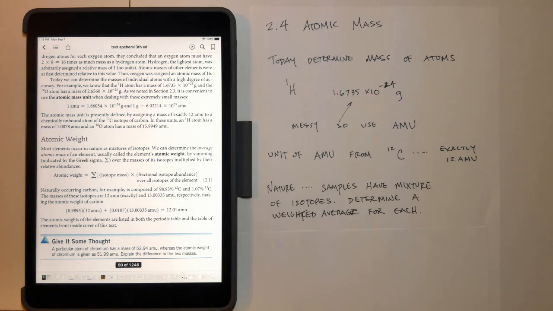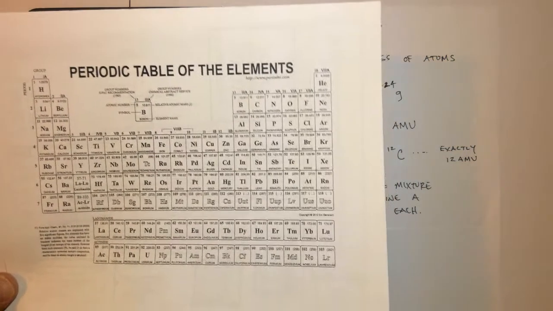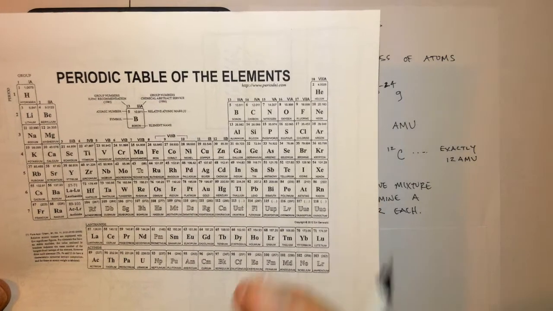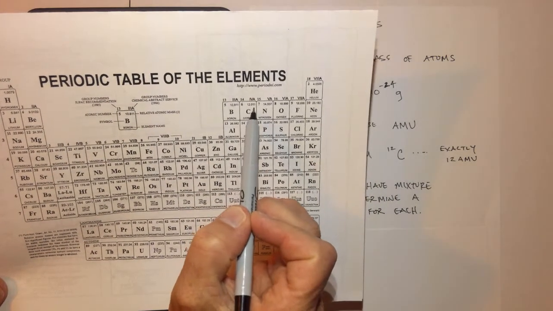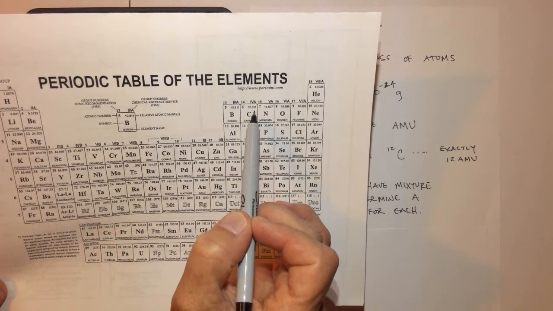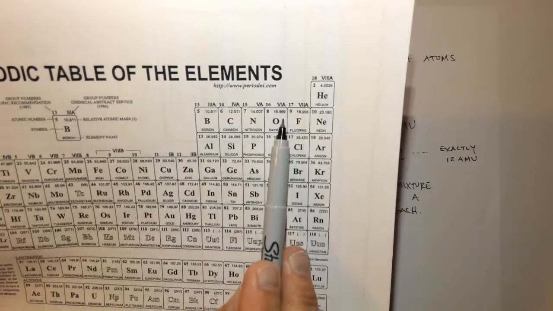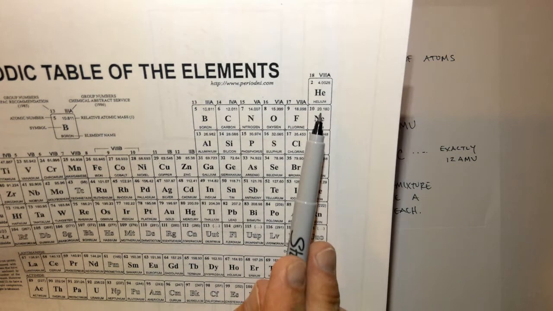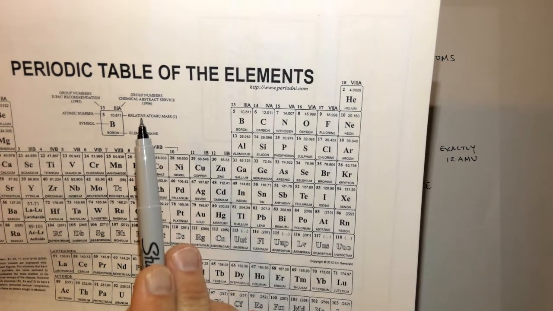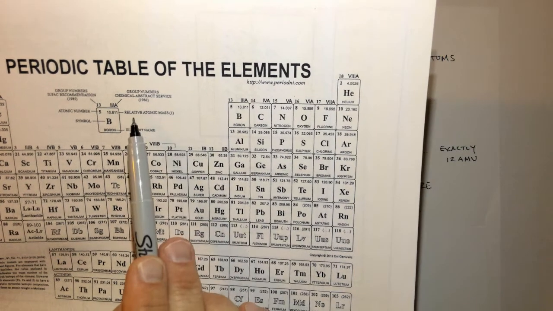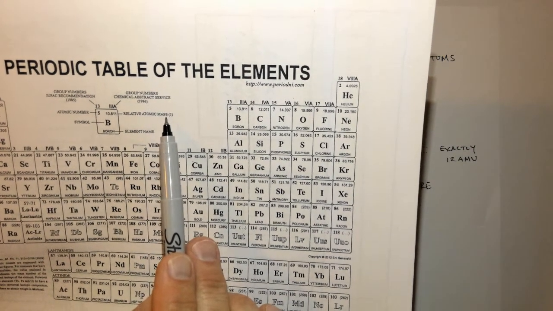In nature, samples have a mixture of these different isotopes. To determine a weighted average for each one of these, we can do a little bit of math, because that's the thing that's interesting to us. If you look on your periodic table, you can find the weighted average of all isotopes of carbon in a normal sample right up in the upper right-hand corner. It's 12.011. This number right here above nitrogen is the weighted average of all its isotopes. For oxygen, it's right here. For fluorine, it's right here. These numbers in the upper right-hand corner are called the relative atomic mass, or the weighted average atomic mass.